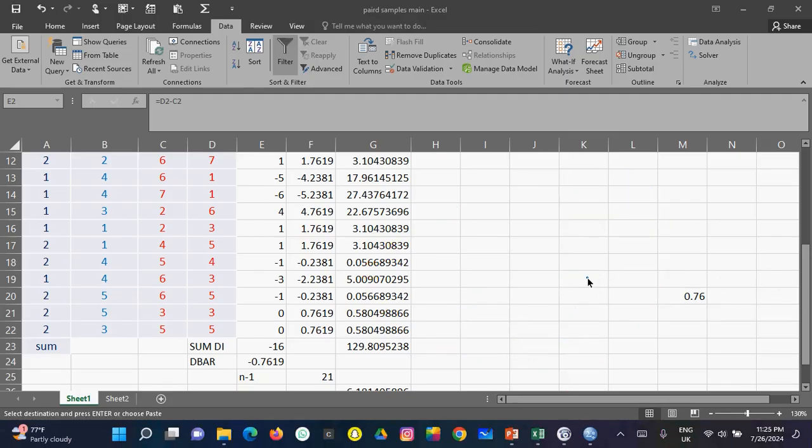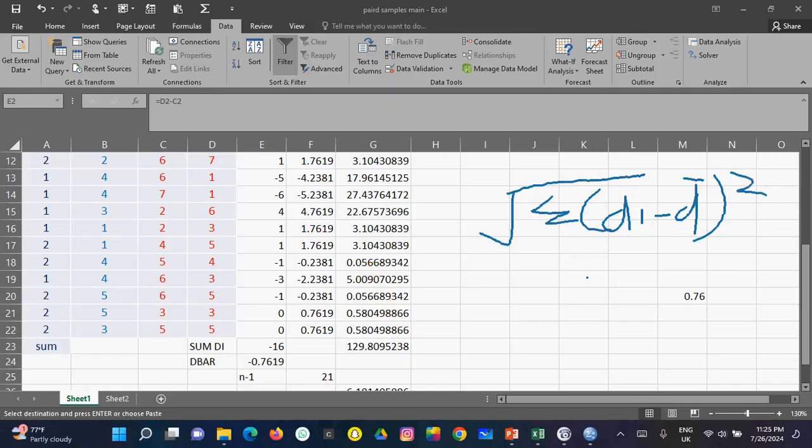Standard deviation is going to be the root of the summation of (di minus d bar) all squared, all over n minus 1, right? So that's what I've done here. I've done the same thing here.